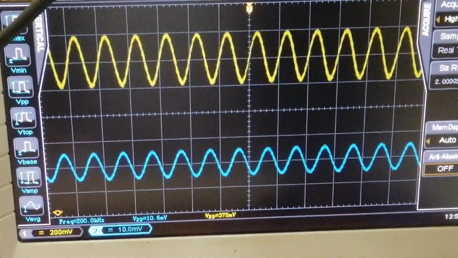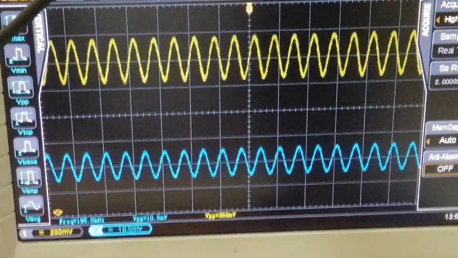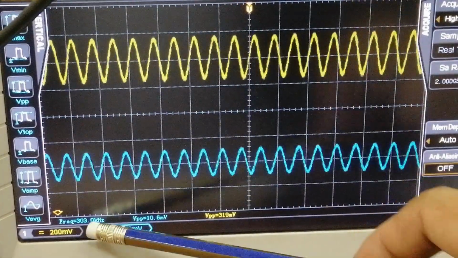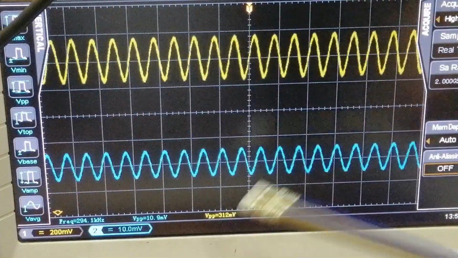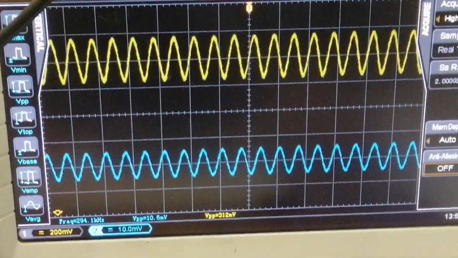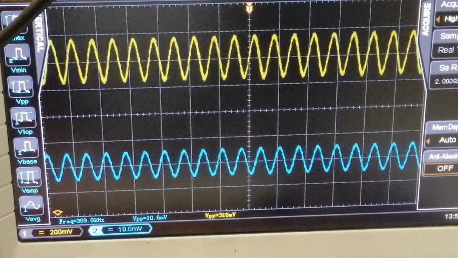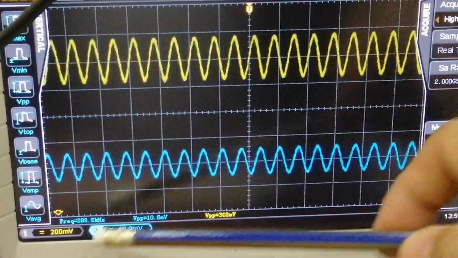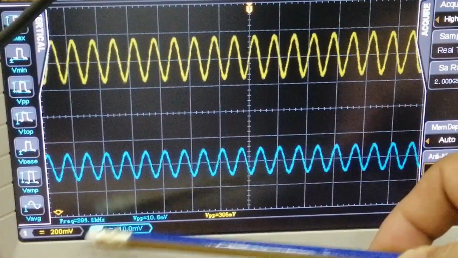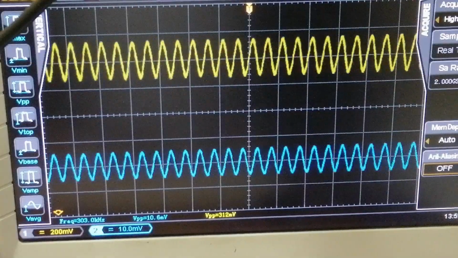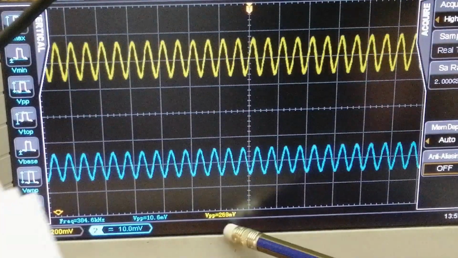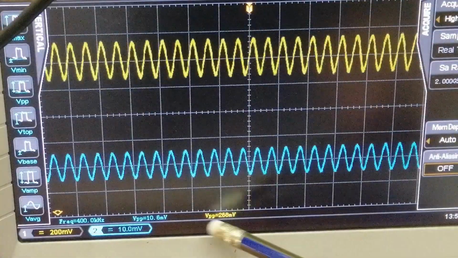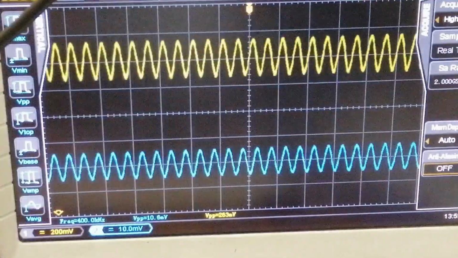Okay, let us now change to 300 kilohertz. Okay, this is 300, guys. Now the output is 320. What is the next frequency? I'm going to increase the frequency from 300 to 400. Now it's going down. Look at high frequency, the gain is going down, right? 262 millivolt.